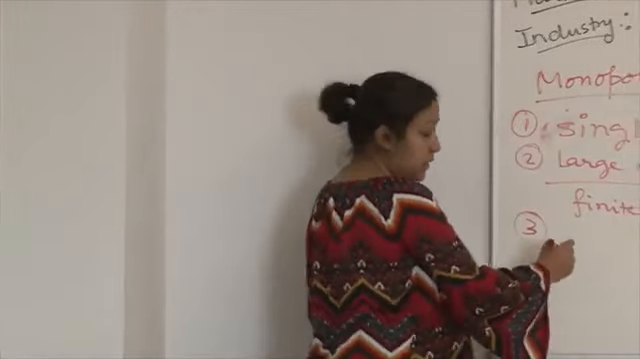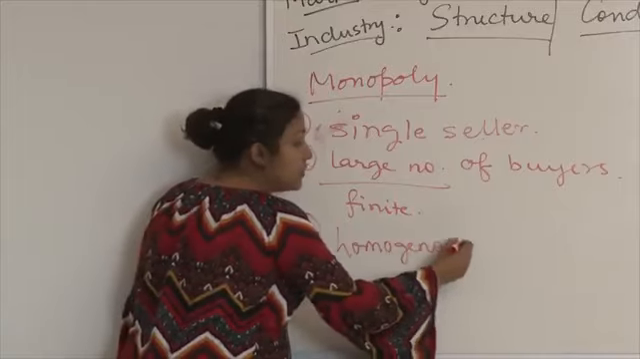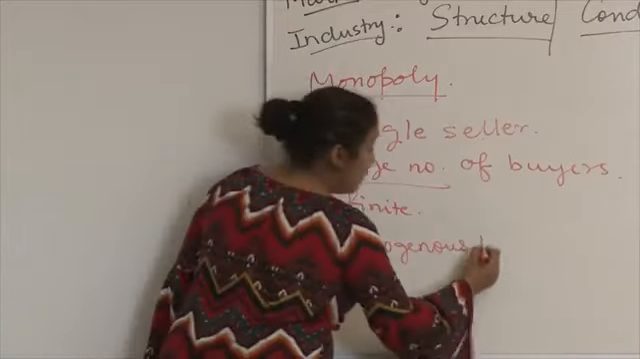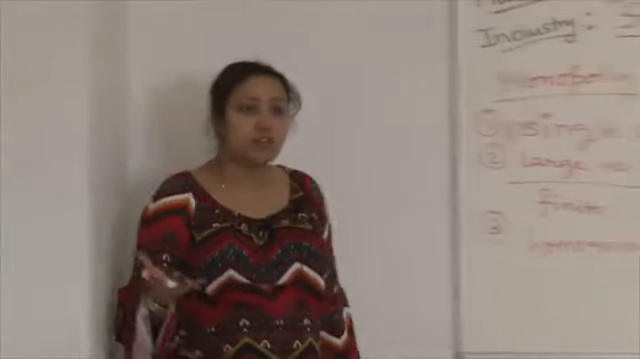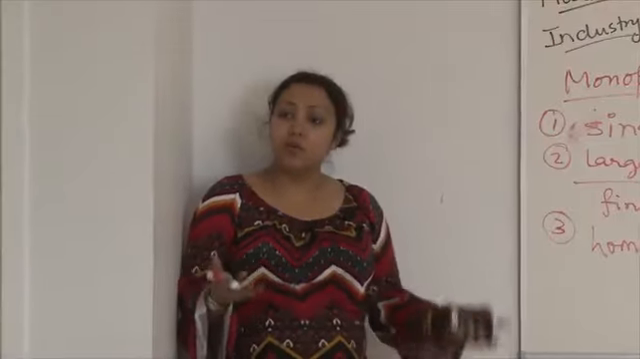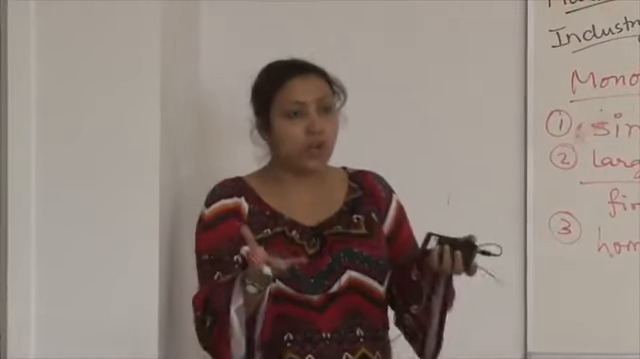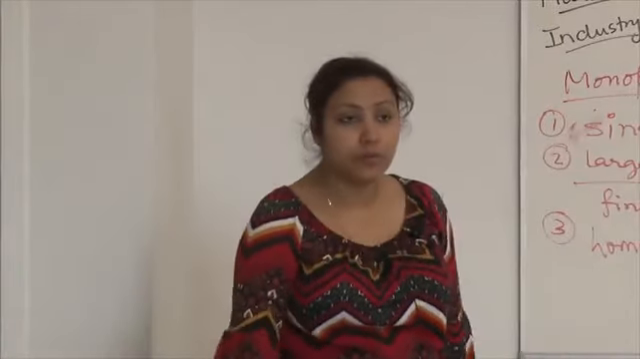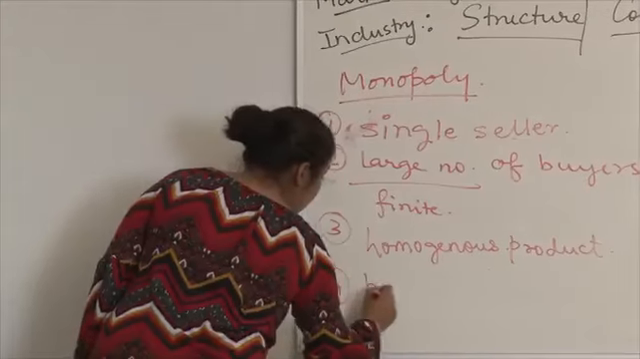Third one is homogeneous product, because there is only one person making the product and one person selling that product. So obviously the question of differentiated product does not arise here. Difference only stays if there are more than one seller, right? So there is only one seller selling it, so it is one homogeneous product that he is selling to everybody, correct?